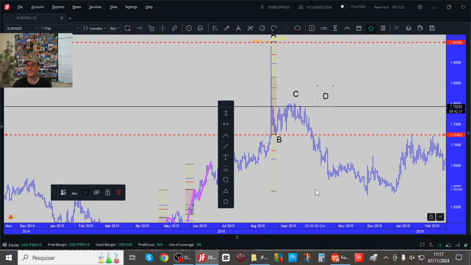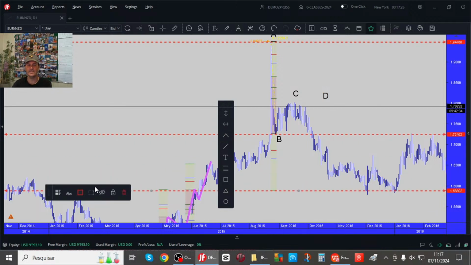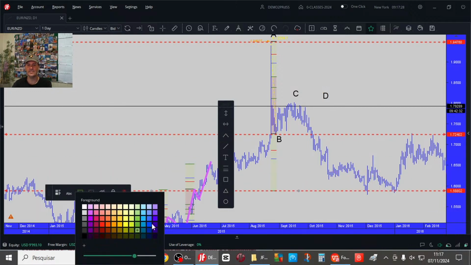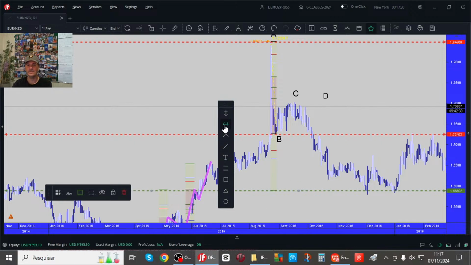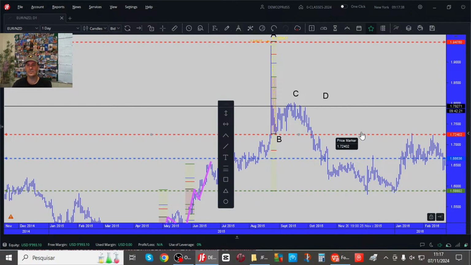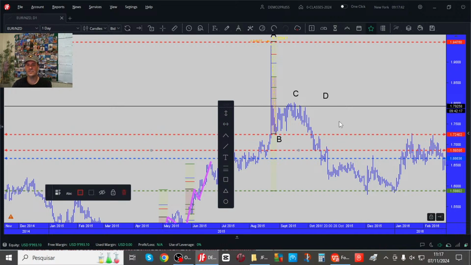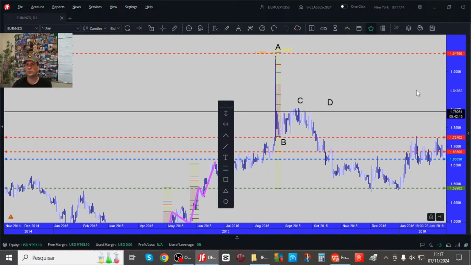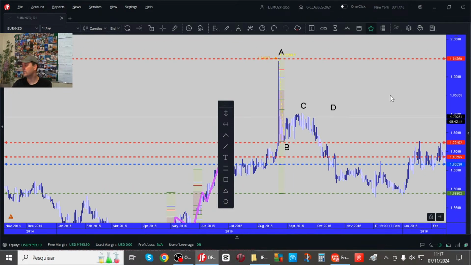Everybody, which one is the appropriate D extension? Is the green the appropriate D extension this time? Or is the blue the appropriate D extension? Or is the red the appropriate D extension? Where should you take profit if you would trade the Fibonacci sequence?